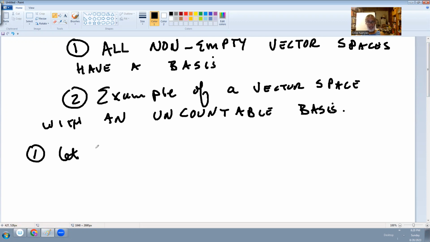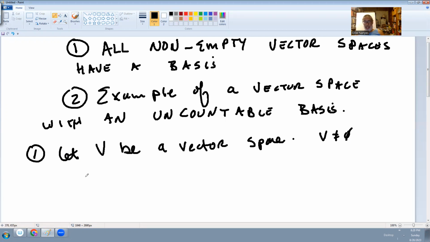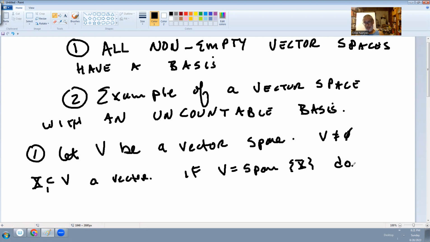So let V be a vector space that's non-empty. Okay, so it's not empty. Now, the very first thing you can do is, since V is not empty, there exists X. So let X be a vector in V. Let's call this X1, a vector. Now, if V is the span of X1, we're done. So suppose not.